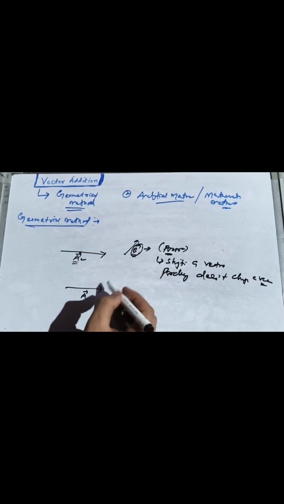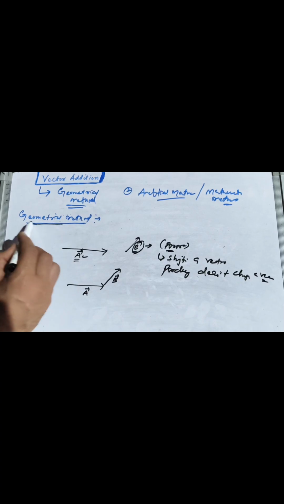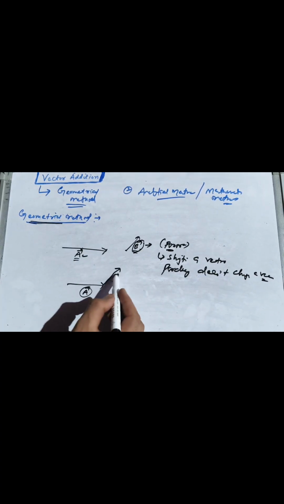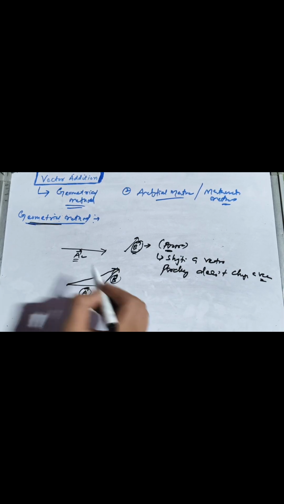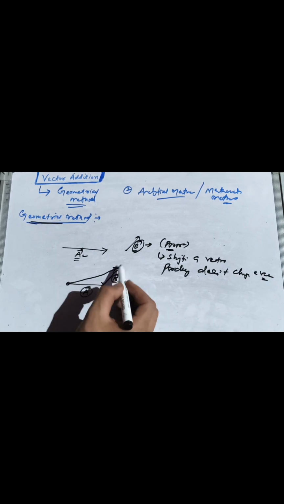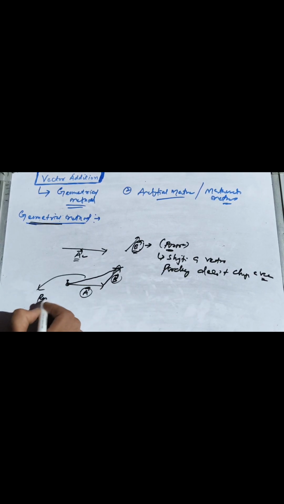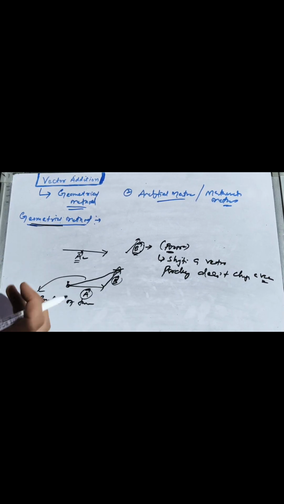So suppose we have vector A and another vector B. I will take the tail of vector B and put it on the head of vector A. According to the geometrical method, in order to find the resultant of vector A and vector B, I will just join the tail of vector A with the head of vector B. This third vector, which I draw from the tail of vector A to the head of vector B, gives me the resultant of these two vectors. So this is the rule in the geometrical method.